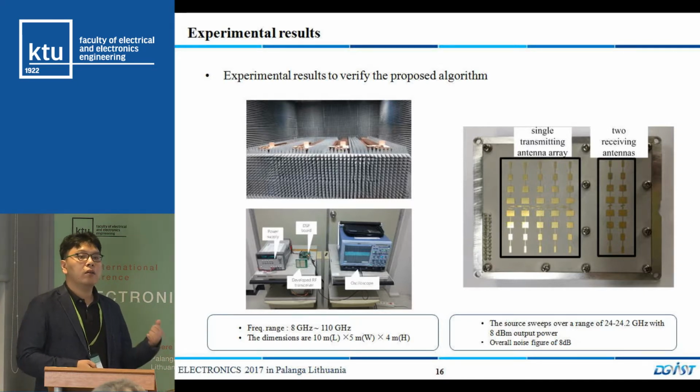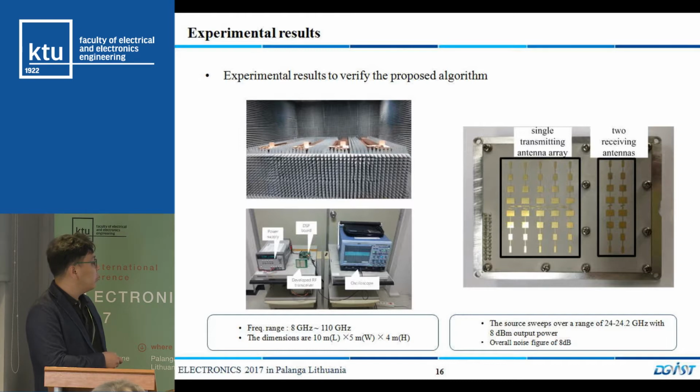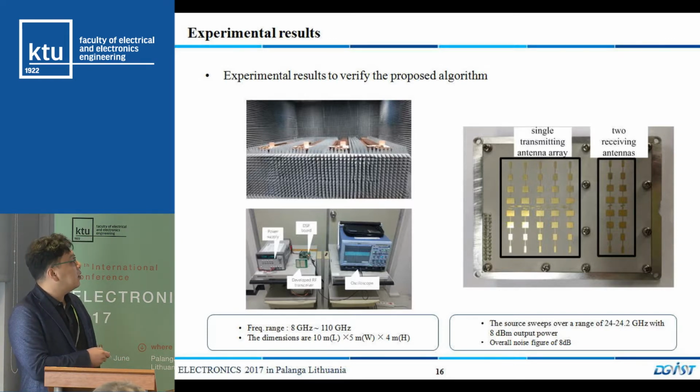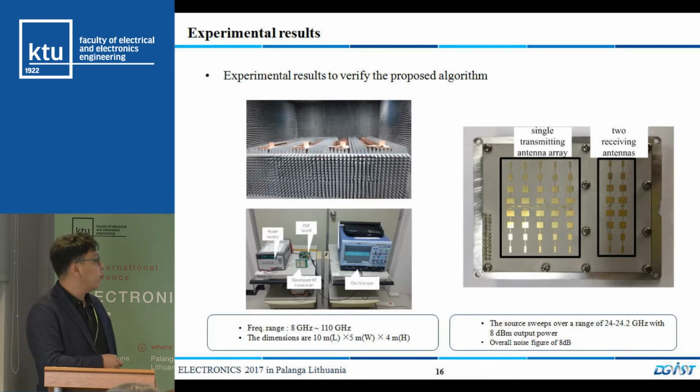To verify the proposed algorithm in a real channel, we use the chamber room data. We have a chamber room frequency range from 8 GHz to 110 GHz. The dimensions are 10 meters length, 5 meters width, 4 meters height. We made the RF system like that. The frequency range is 24 GHz to 24.0 GHz, and output power 8 dBm. The overall noise figure is 8.